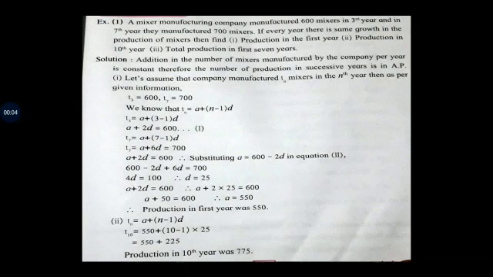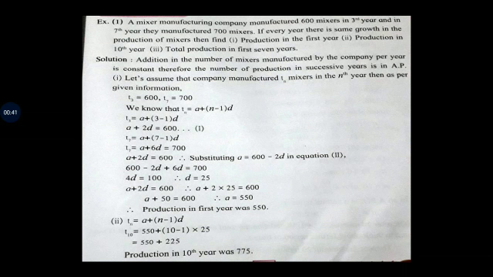Okay students, now we will start with the word problems. So here the question given is, a mixer manufacturing company manufactured 600 mixers in third year and in seventh year they manufactured 700 mixers. If every year there is same growth in the production of mixers, then find number 1, production in the first year, number 2, production in 10th year, and the third question is total production in first 7 years.